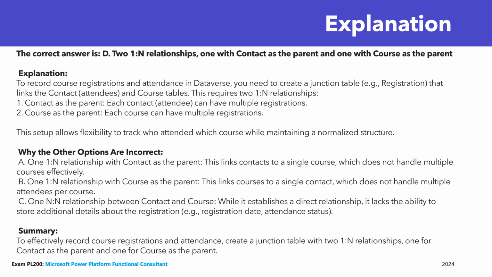C. N-N relationship between contact and course. While it establishes a direct relationship, it lacks the ability to store additional details about the registration, e.g., registration date, attendance status. Summary. To effectively record course registrations and attendance, create a junction table with two 1-N relationships, one for contact as the parent and one for course as the parent.